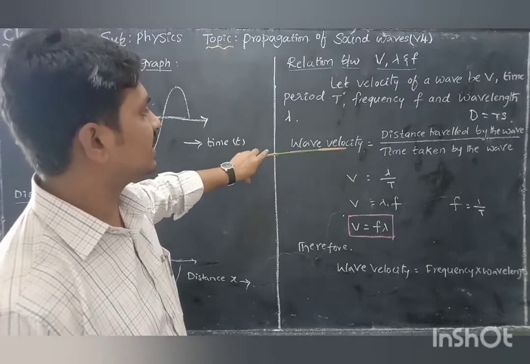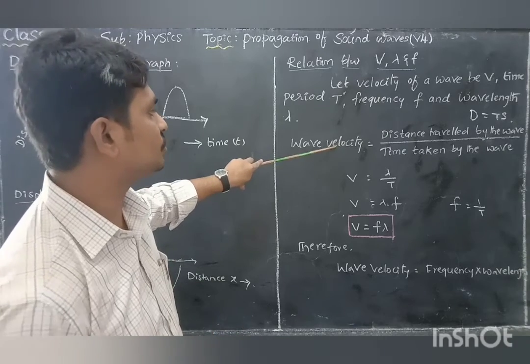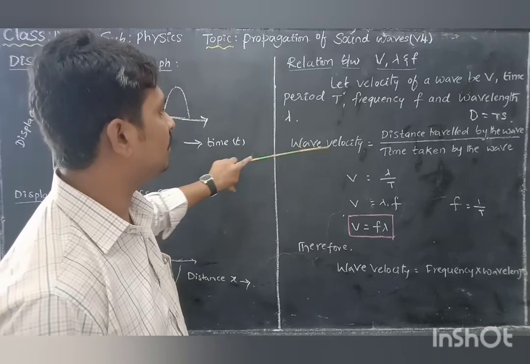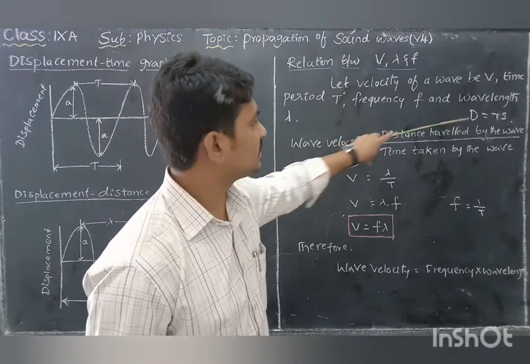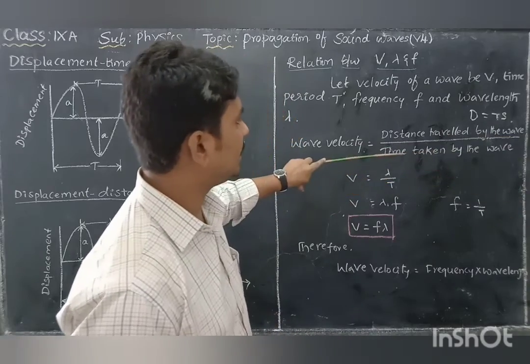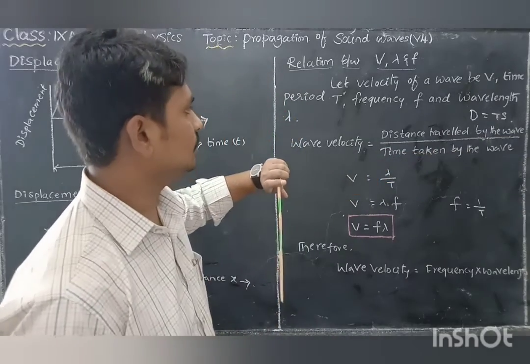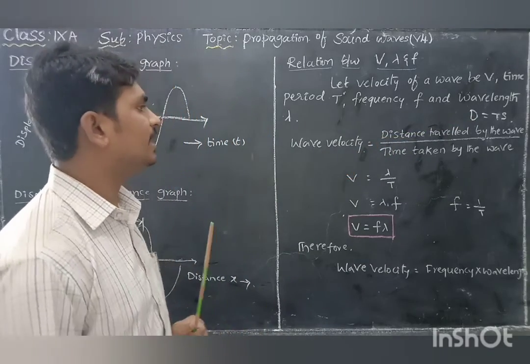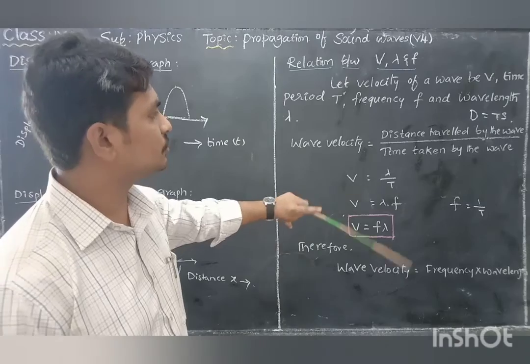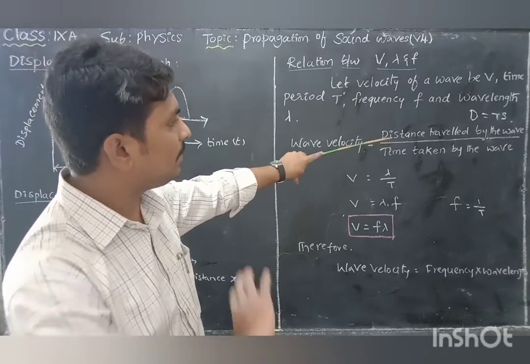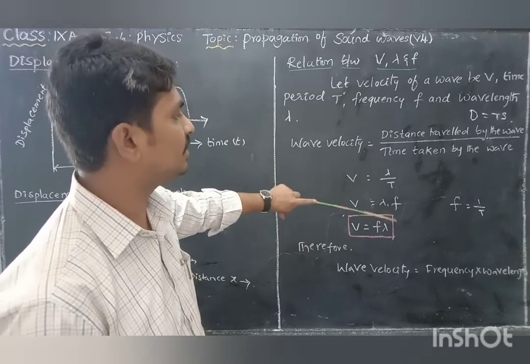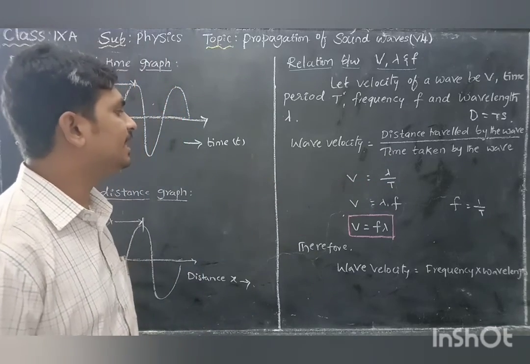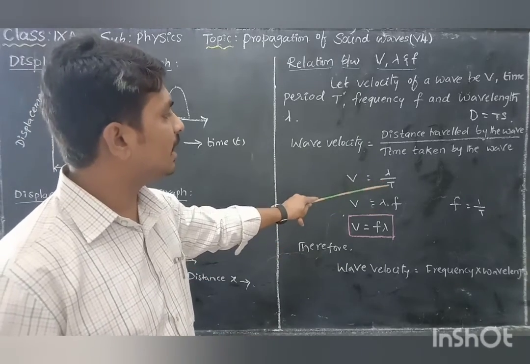Same here. Here the speed has a certain direction, so it is a velocity. What is moving is a wave, so wave velocity equals the distance traveled by the wave divided by the time taken by the wave. Then capital V equals the distance traveled in one complete vibration, which is lambda, the wavelength, divided by the time taken to complete one vibration, the time period T. Then V equals lambda into 1 by T.